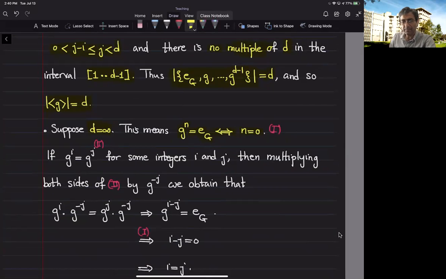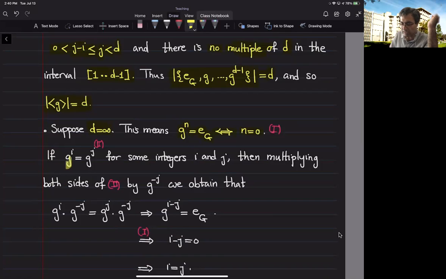The only power of g that goes back to the neutral element is the power 0. As soon as I go away from 0, I cannot go back to the neutral element. Okay, so now I want to show that all the powers of g are distinct.